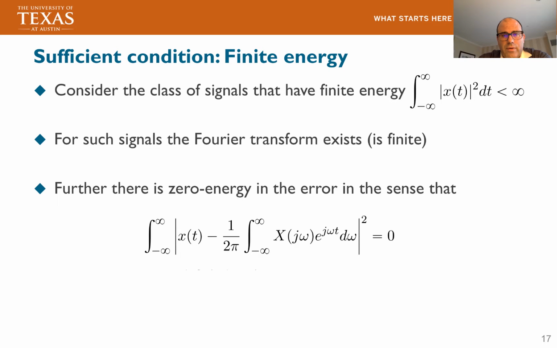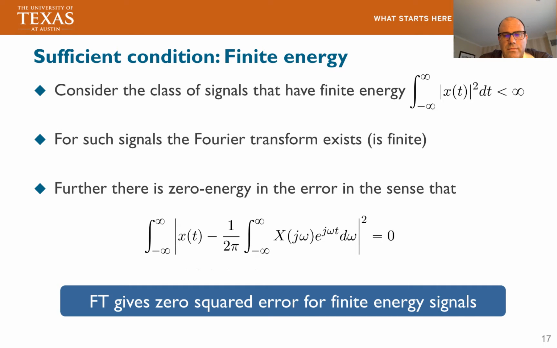And further, there is zero energy in the error, in the sense that x of t minus the integral from minus infinity to infinity of x of j omega e to the j omega t is 0. So this is called the mean squared reconstruction error is 0. And so most of the signals we consider in class are of this form where they have finite energy, and so you can basically just take the Fourier transform and you'll get a well-behaved signal and its inverse.